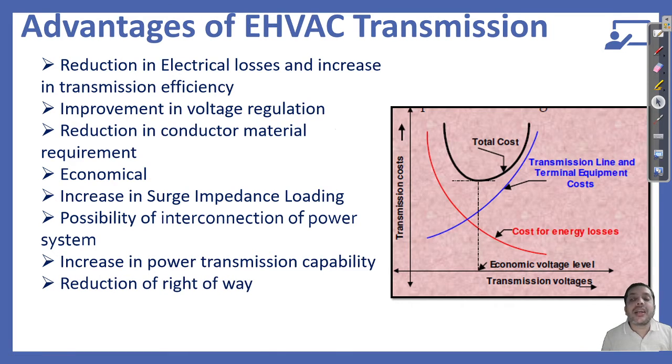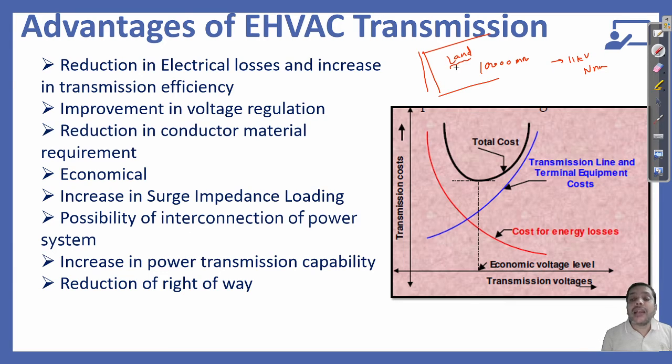Then reduction in the right of way. So what is this right of way? Suppose you want to transfer 1000 megawatt power, and if you use 11 kV as the option, then you will need n number of transmission lines, and to install that n number of transmission lines we need a large land area. And for every land area the government has to pay.